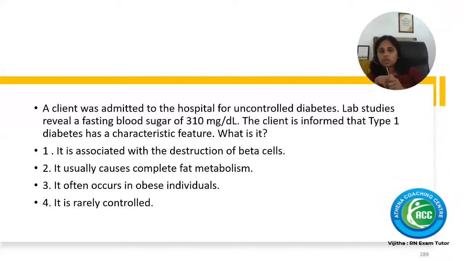Okay, another question. A client was admitted to the hospital for uncontrolled diabetes, and the lab reveals a fasting blood sugar of 310. The client is informed that type 1 diabetes has a feature. What is it? Destruction of beta cells. Yes, it is associated with the destruction of beta cells.